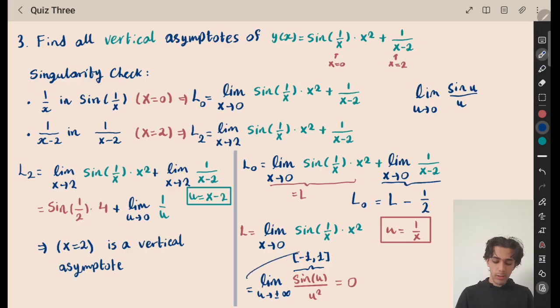And if this limit is 0, then our limit is equal to L minus half, and L is equal to 0, as we've just shown here, then this whole limit will equal minus half. So for us, this means that our point is not a vertical asymptote.